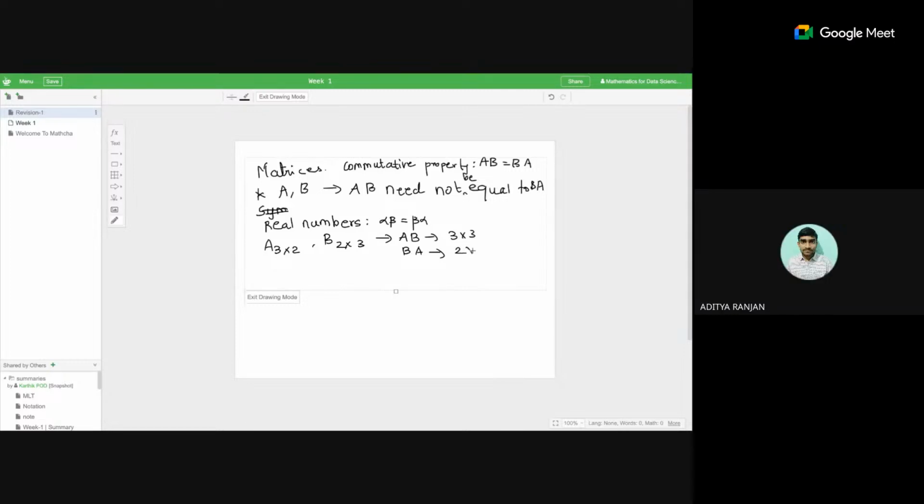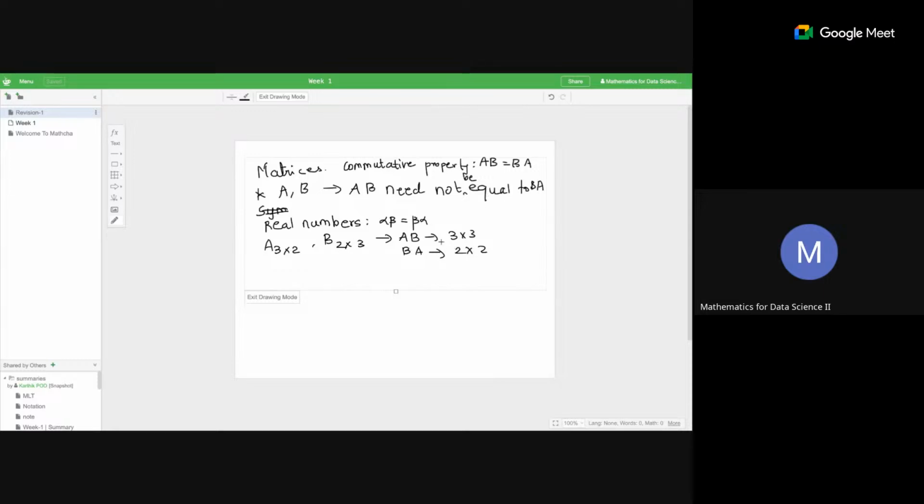2 cross 2 cross 2. 2 cross 2. So they are not even comparable. We can only compare two matrices when they are of the same size. Here you see that they are not even of the same size. At least when they are of the same size, you can still say that they need not be equal.